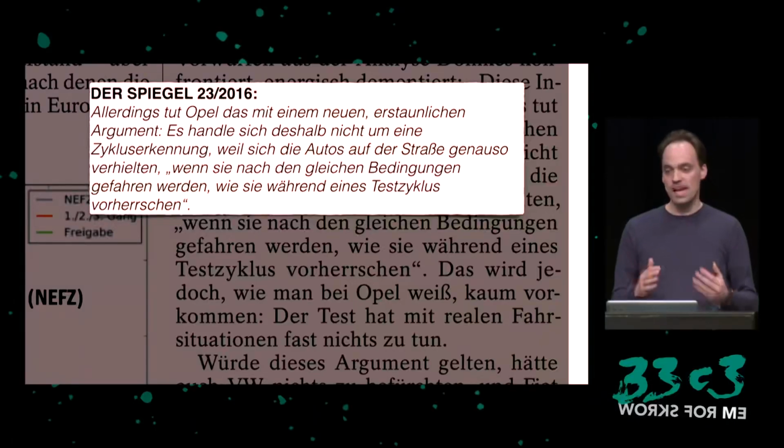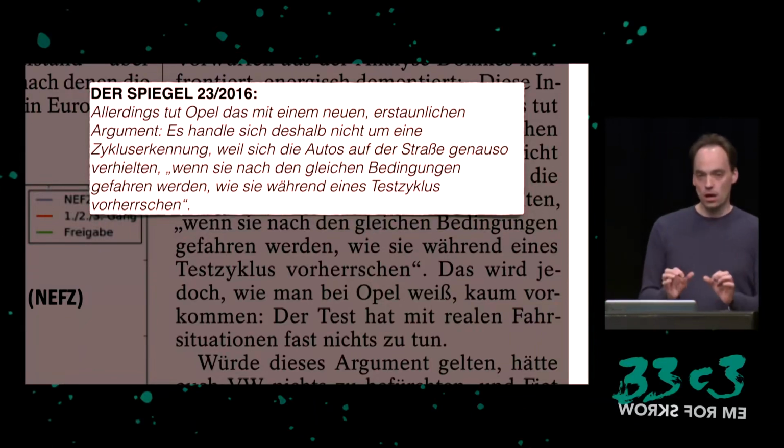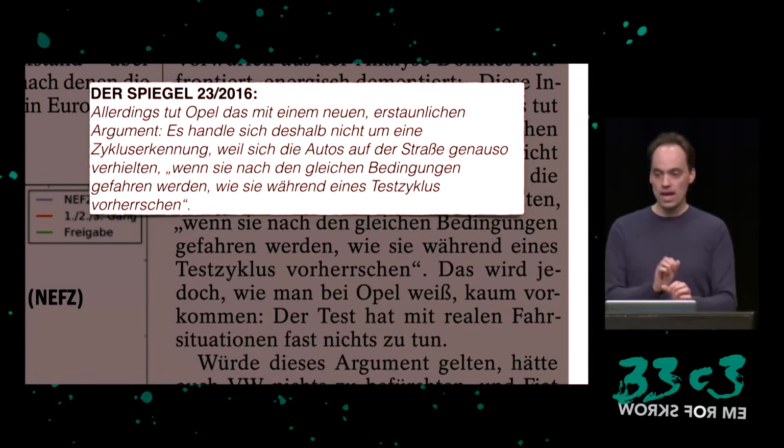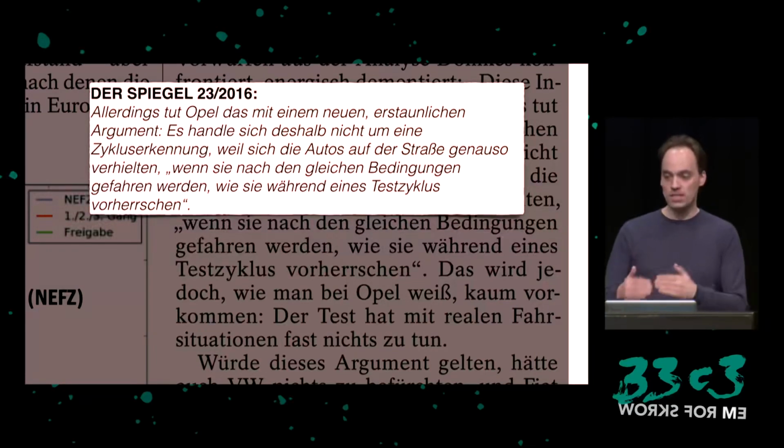There was another funny thing. Sorry, I only have a German quote and I didn't want to translate it. Opel repeatedly says they don't have a cycle detection, right? And they say it's not a cycle detection because if you use the car on the street in the same way as you would during the test cycle, the car would behave in the same way. So it's not a cycle detection, right?